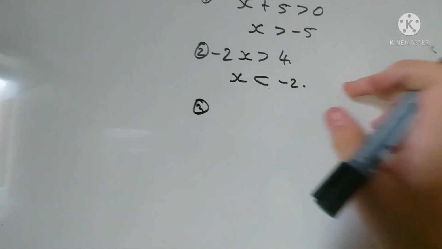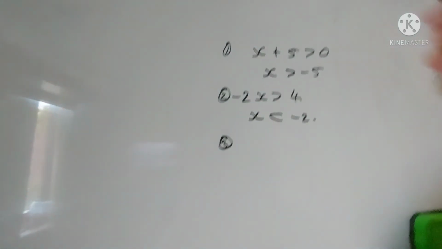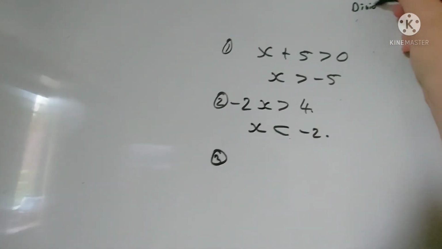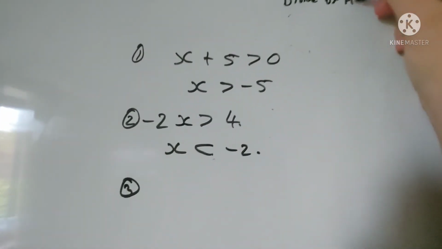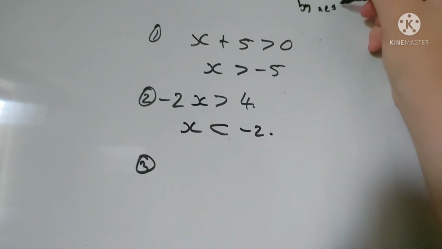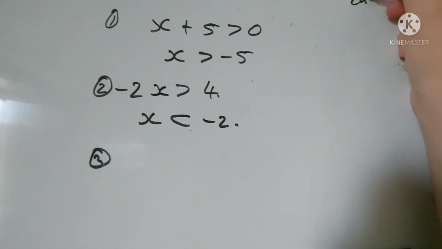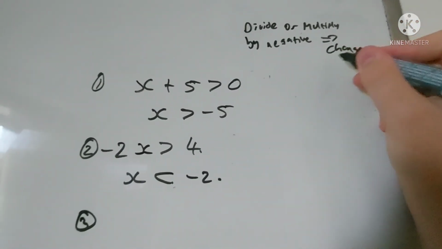So if you're dividing or multiplying by a negative, you must change the sign. So divide or multiply by a negative implies change sign. Make a note there.